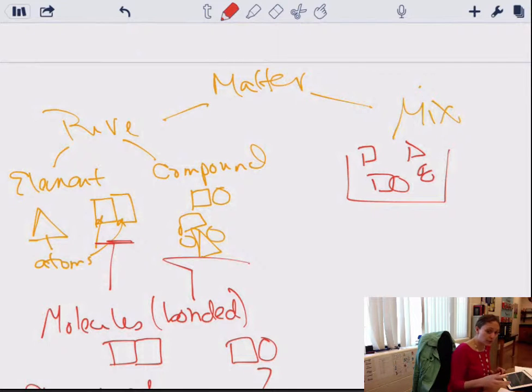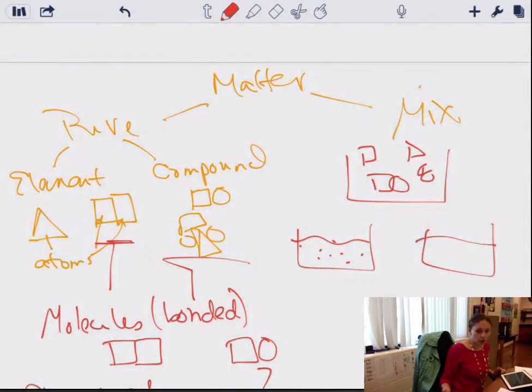There are two types. Remember, you've got heterogeneous and homogeneous. The heterogeneous ones are where you can pick out the little pieces. Homogeneous ones will look the same throughout. So you have hetero and you have homogeneous ones.